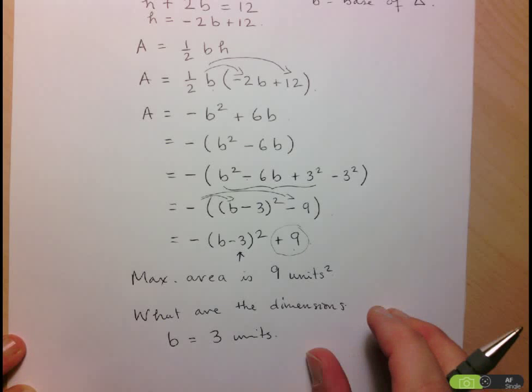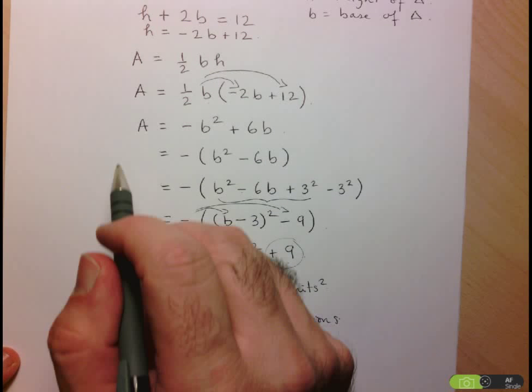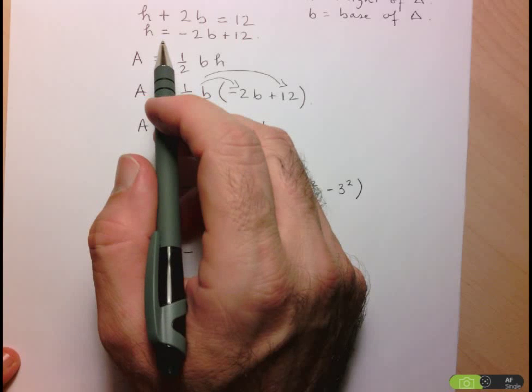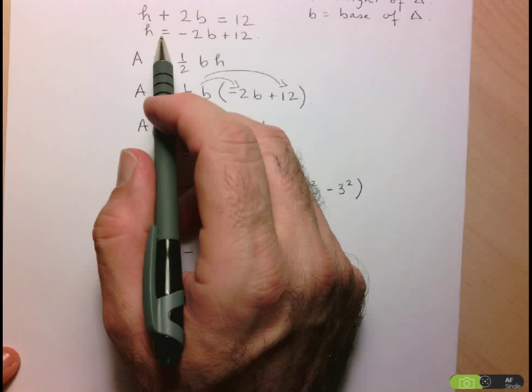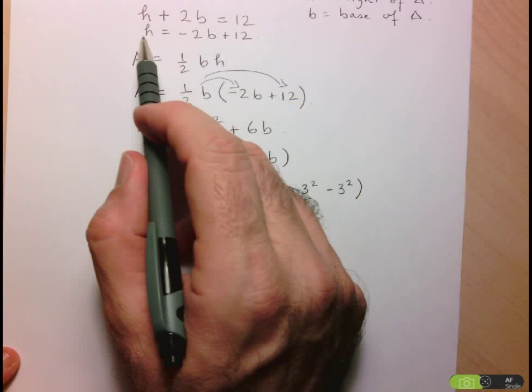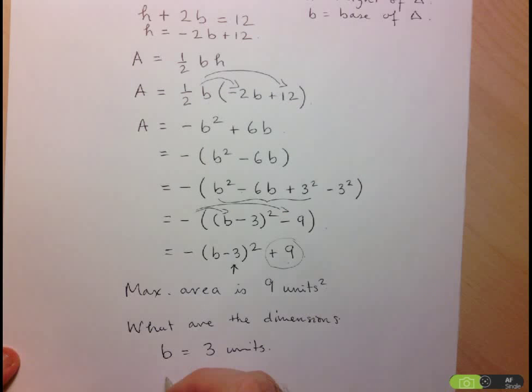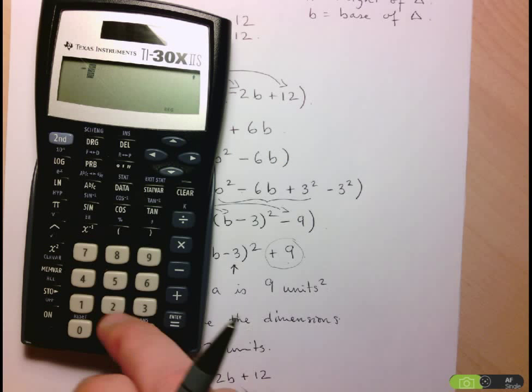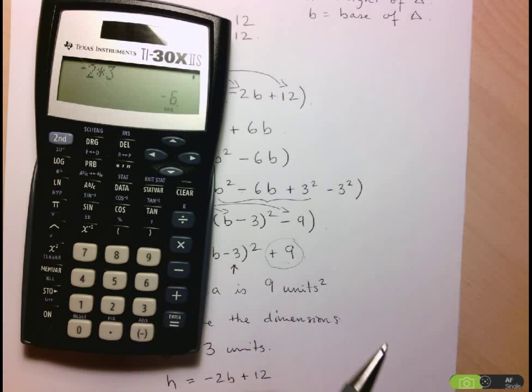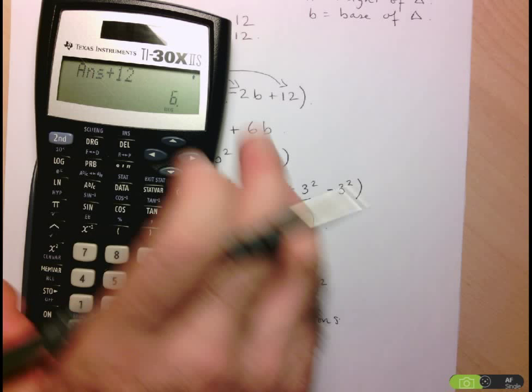Now I need to find my height, but let's remember what I had done originally up here, and this is similar again to substitution when you were solving a system of equations. I can now use this equation here to find the height. So the height is equal to negative 2b plus 12. Now I know my b value is 3, so negative 2 times 3 plus 12, and let's stick that in our calculator. Negative 2 times 3 plus 12 is equal to 6.